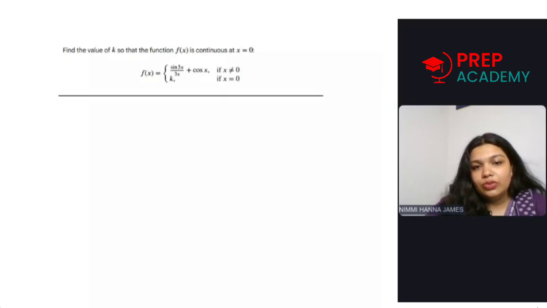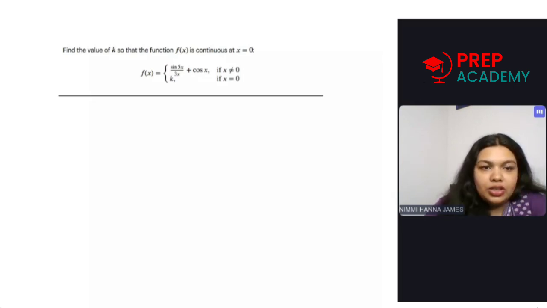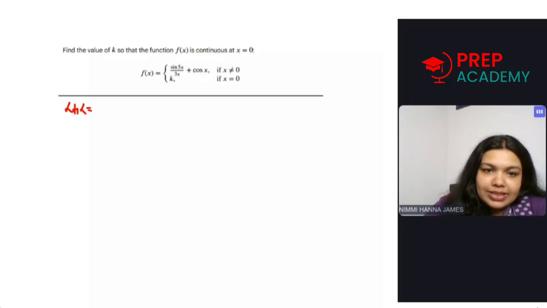Okay, for x is equal to 0, we want to find the value. So here it is f of x. For x not equal to 0, the function value is this, and for x is equal to 0, the function value is k. So we want to find what is k. So here also the basic properties, LHL is equal to RHL is equal to f of c.